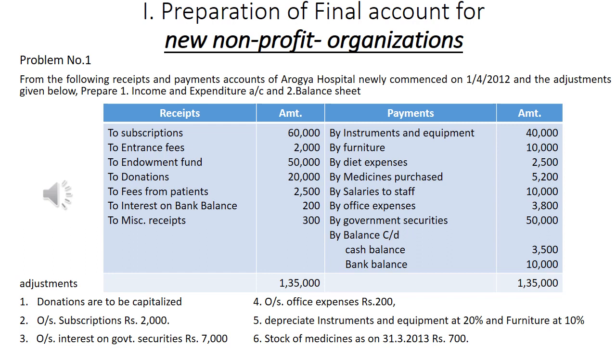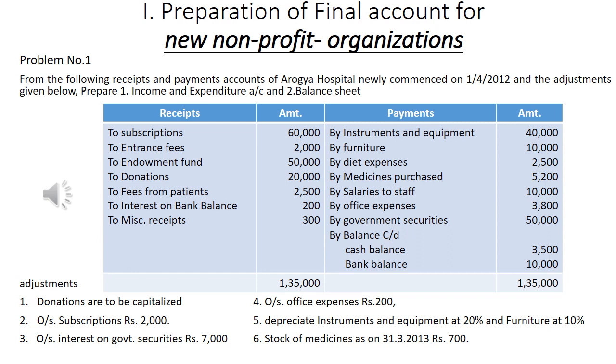Salaries to staff, debit side. Office expenses, debit side. Government securities, that is the asset side of the balance sheet. Then closing balance of cash and bank will be shown under the asset side of the balance sheet. Clear? Then coming to the adjustments, we have to enter twice. First one is donations are to be capitalized. Yes, donations can be entered on the liability side of the balance sheet under the head capital fund.